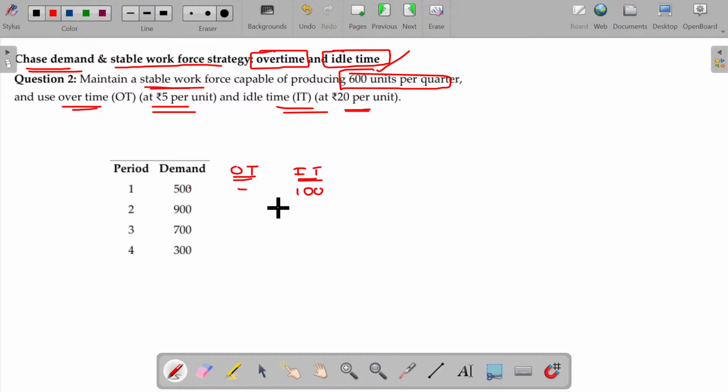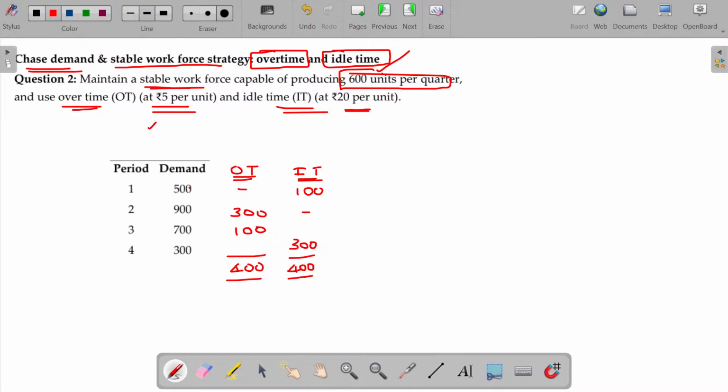Remains idle. 900 means current employees are capable of producing only 600 units. Because of 900, I ask them to work in the late hours, overtime. And 700 also, we ask them to work in the late hours, 100. With 300, we have to keep the employees idle, but we have to pay. Overall, the work done by overtime is 400, and 400 units of production capacity remains without any production.